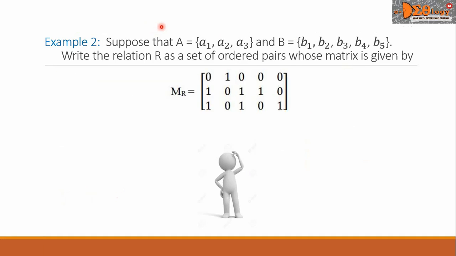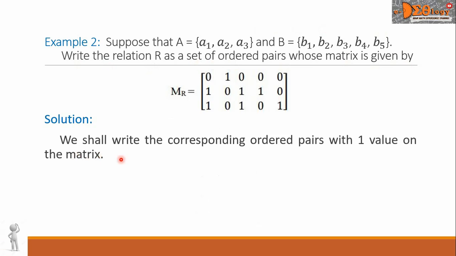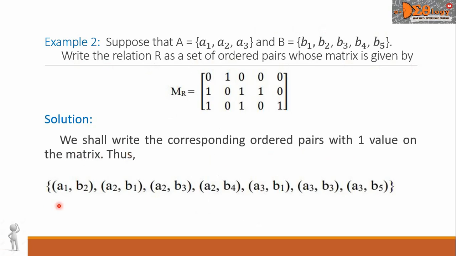Example 2. Suppose that set A equals {a sub 1, a sub 2, a sub 3}, and set B equals {b sub 1, b sub 2, b sub 3, b sub 4, b sub 5}. Write the relation R as a set of ordered pairs whose matrix is given by the matrix here. For our solution, we shall write the corresponding ordered pairs with a value of 1 on the matrix. The ordered pairs are here.